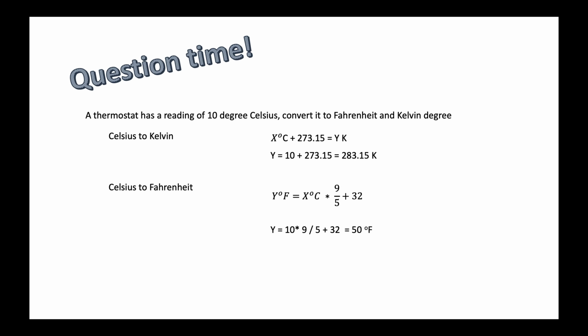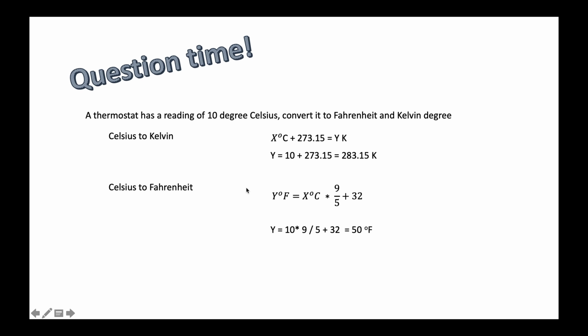Let's say you have a thermostat that has a reading of 10 degrees Celsius, right? And your teacher asks you to convert it to Fahrenheit and also Kelvin. So we just use the equation I just showed, Celsius to Kelvin. So x degrees Celsius plus 273.15 gives you your Kelvin. In this case, your x is 10 degrees Celsius. You add 273.15, you have 283.15 K, right? Very straightforward.